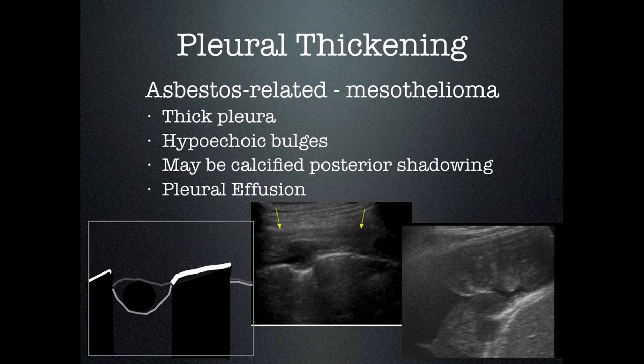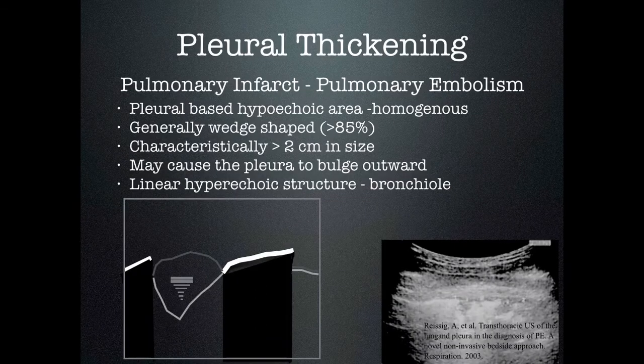from the parietal pleura. Another time when you may see pleural thickening is in a pulmonary infarct, which is caused by a pulmonary embolism. Pulmonary infarcts are generally hypoechoic areas which are fairly homogeneous and generally wedge-shaped. This makes sense as you are blocking off a blood vessel and the blood feeds out laterally and it causes a wedge-shaped infarct.